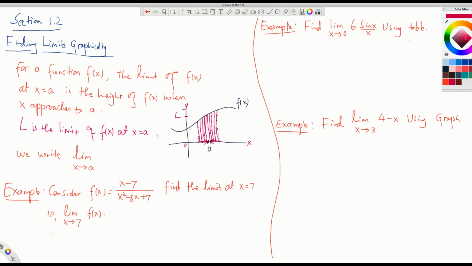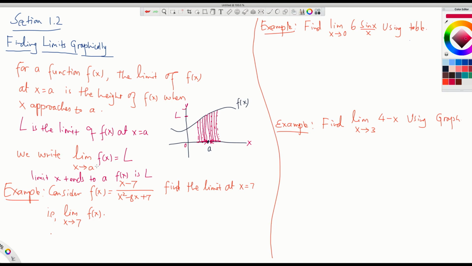Now, how do I write this? The notation for the limit is lim, x tends to A, f(x) equals L. This is how we write it. How do we read this? Limit, x tends to A, f of x is L. That's how we read this.